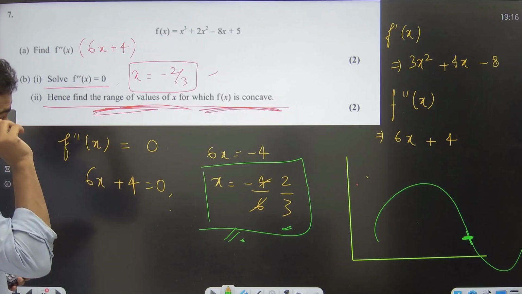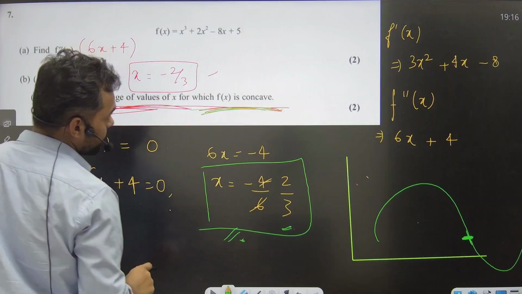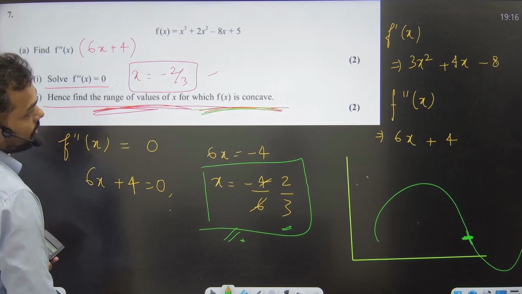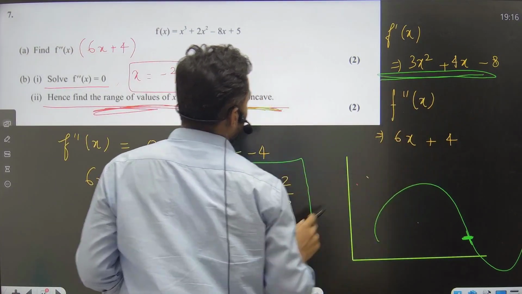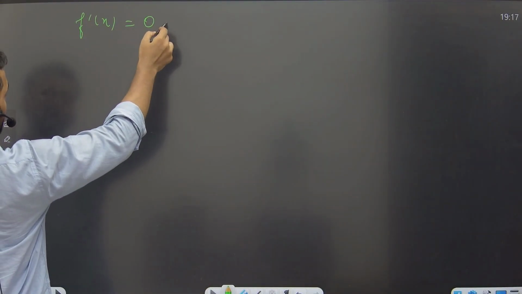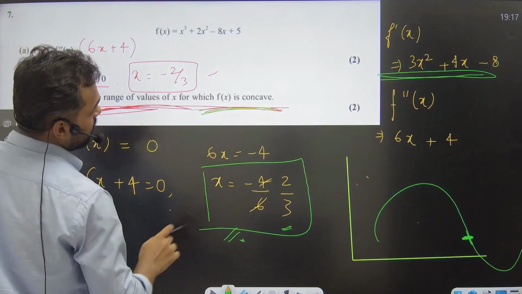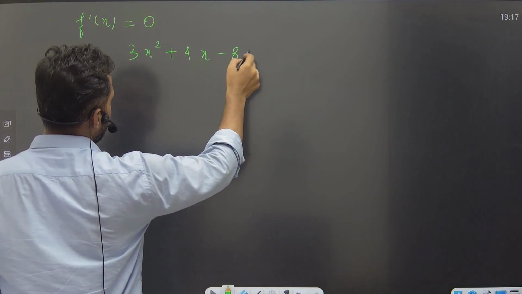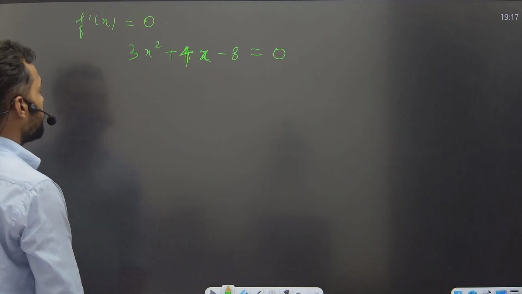Now coming to the next part. Find the range of values for x for which f(x) is concave. I have told you that this is the function of x. Now for which f(x) is concave, we need to see this particular part, the differentiation of the function. So we'll get f prime x equals 0. We are getting 3x square plus 4x minus 8 equals 0. We just need to factorize this part, students, so we'll get the range.